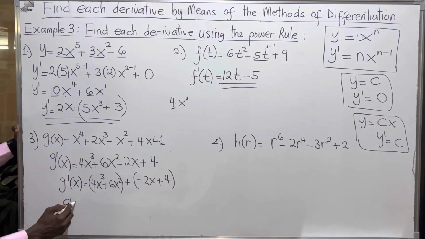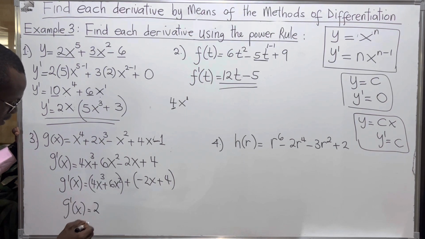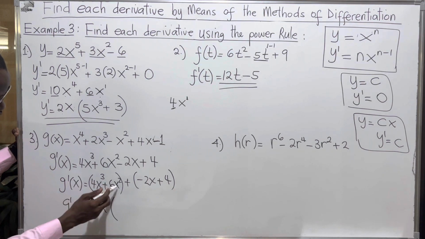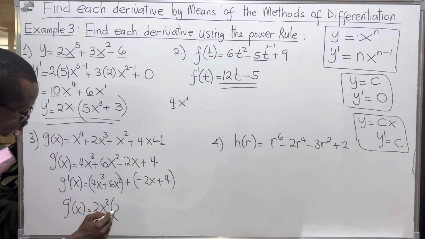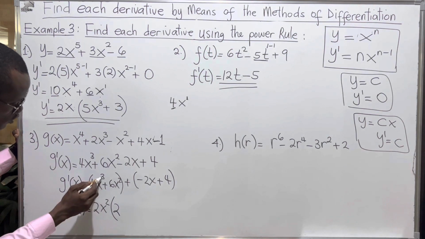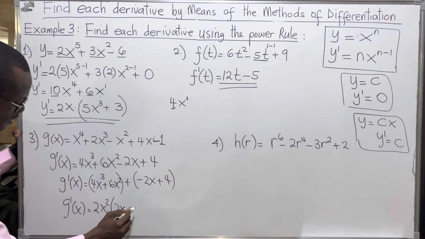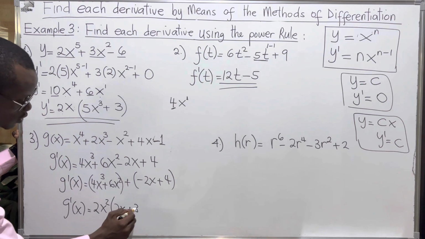So g prime of x is just equal to, so 4 and 6, we bring 2 outside. We bring x squared outside because x squared can be taken from in x cubed and x squared. So 2 goes into 4 2 times. x squared goes into x cubed, the remainder is x, plus 2 goes into 6 3 times, and x squared into x squared is just 1.